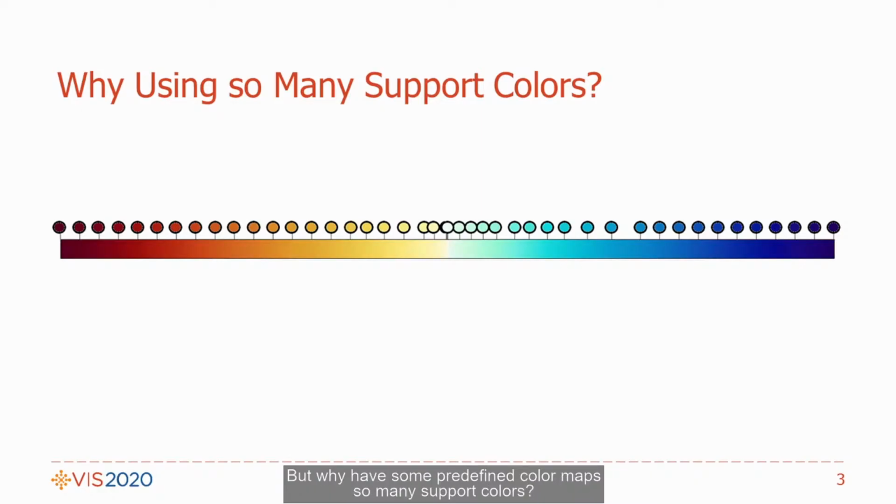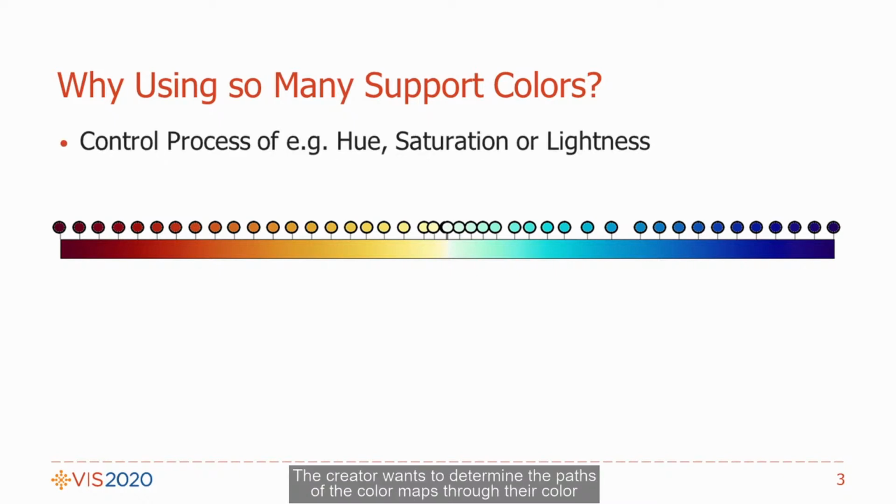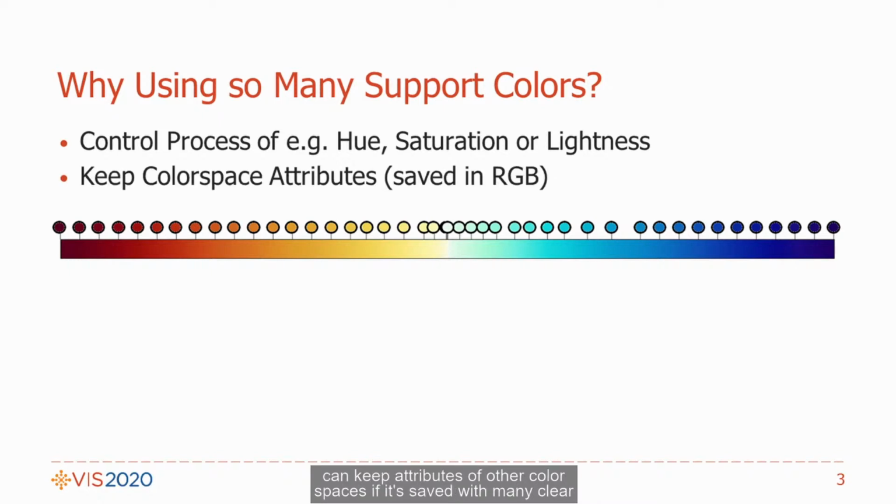But why have some predefined color maps so many support colors? In our opinion, there are two reasons. Number one, the creator wants to determine the path of the color map through its color space, so he can control the progress of hue, saturation or lightness. The other reason is that a color map saved in RGB form can keep attributes of other color spaces if it's saved with many close support colors. For example, it can keep the uniformity attribute of the Lab color space.